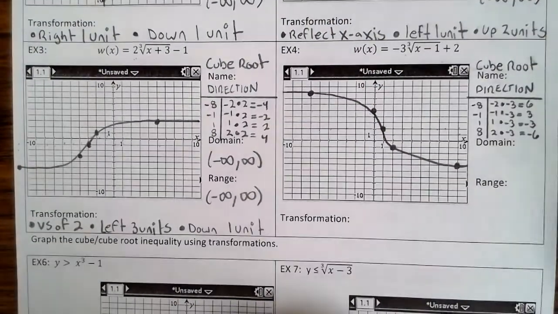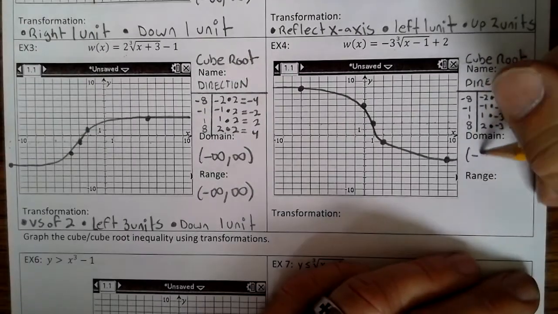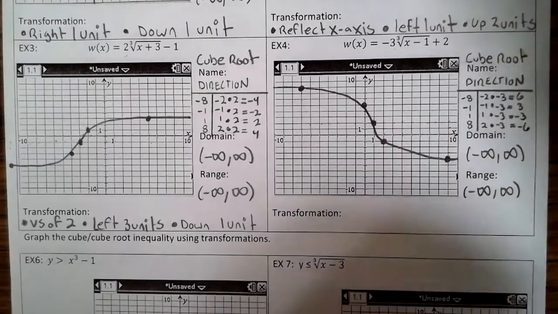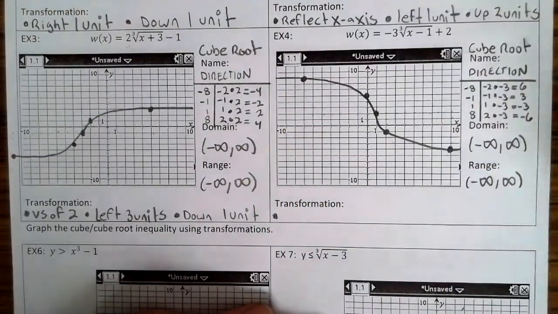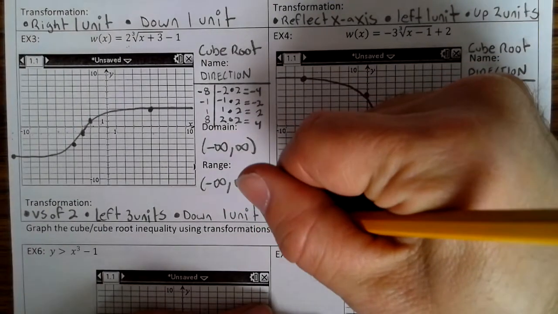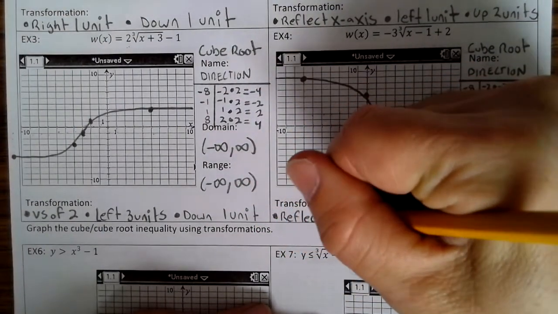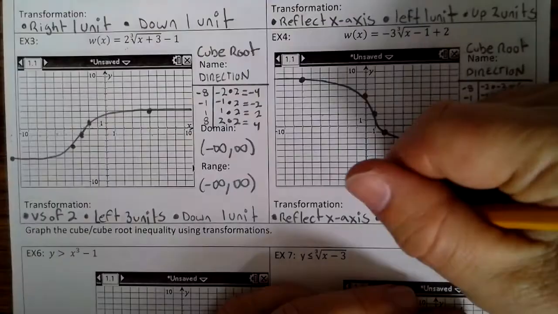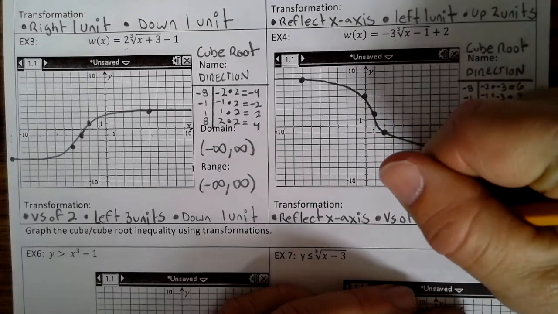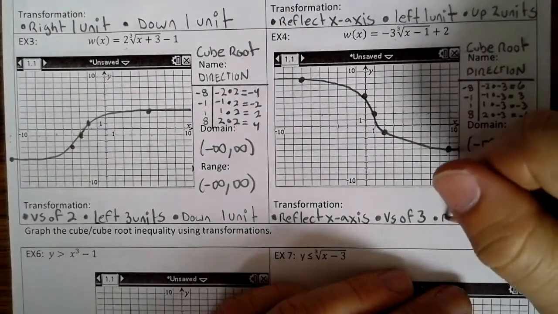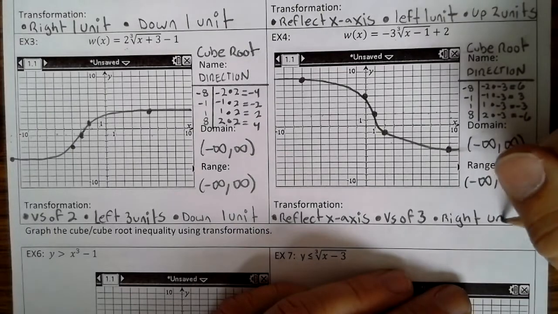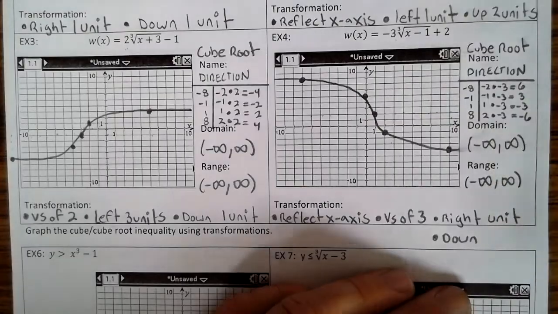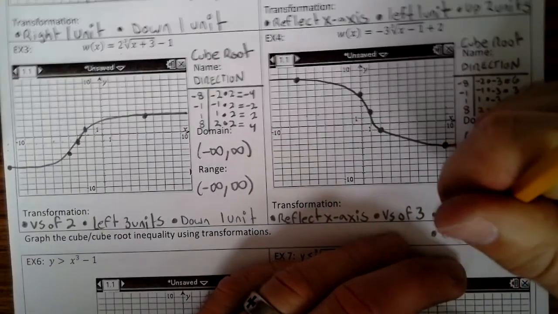Okay, domain and range are real simple. -infinity to +infinity and -infinity to +infinity. Transformation: reflects over the x-axis, vertical stretch of 3, right 1 unit, and down, not down, up 2 units.